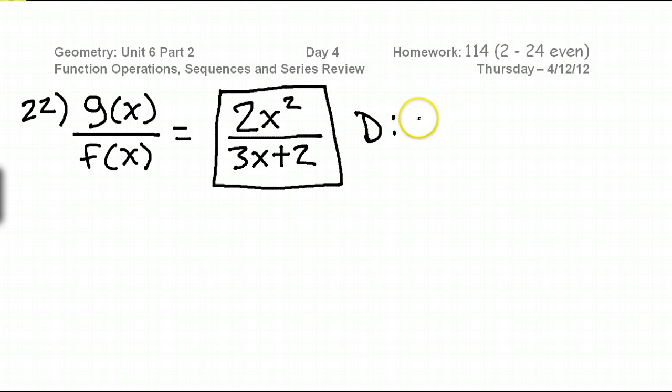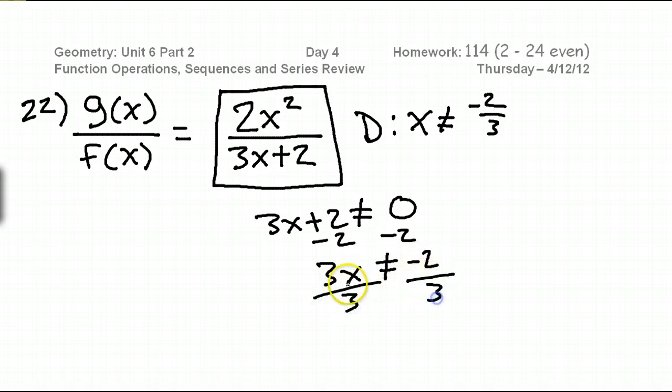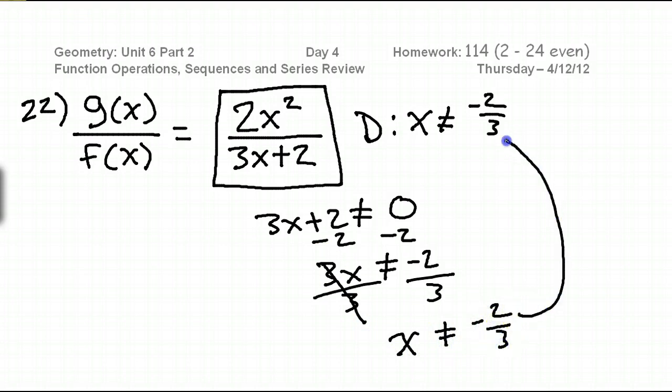So the domain is going to be all real numbers except negative 2 over 3. Again, how did I get the domain? Well, I knew that 3x plus 2 could not equal 0. I subtracted 2 from both sides, so 3x could not equal negative 2. I divided by 3 on both sides. So x could not equal negative 2/3. And that's where I got the domain from.